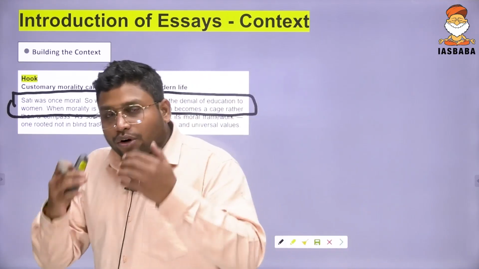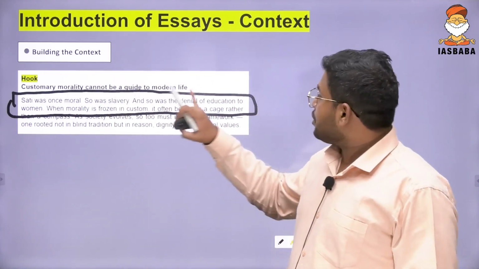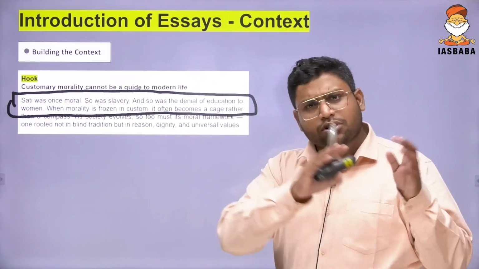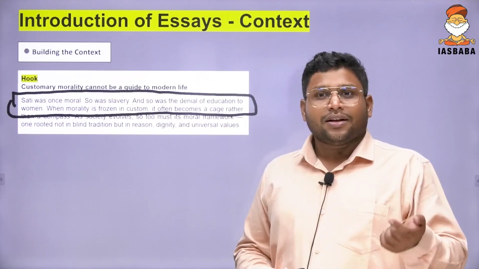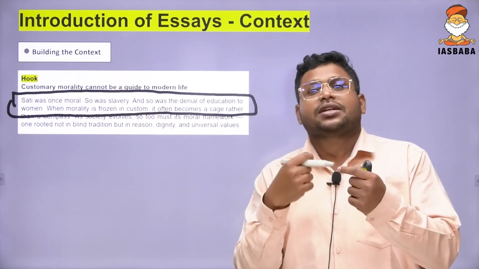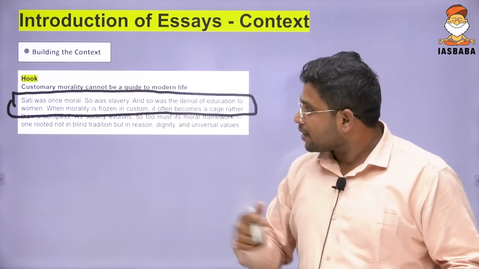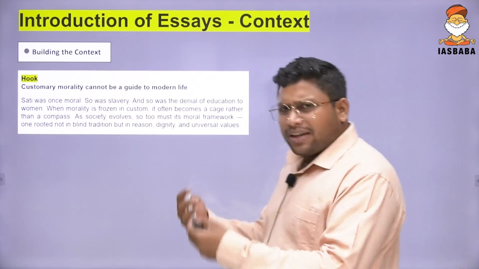Anyway, if you're writing this essay, you will somewhere talk about sati, you will talk about slavery, you will talk about education of women, you will talk about triple talaq, all those things you will talk about. Not a problem with it. But the point is to attract the reader. How this line has been framed, look at this aspect. Sati was once moral, so was slavery. Or I can reframe it also.